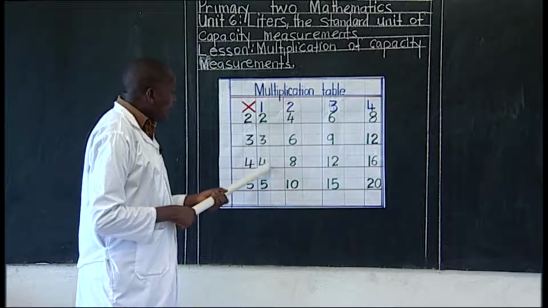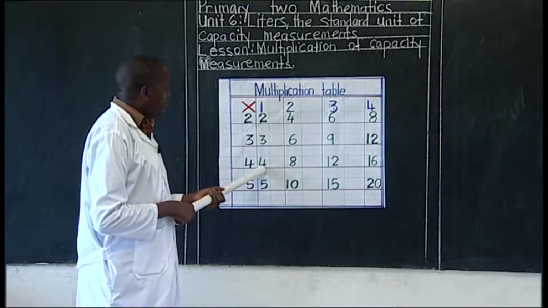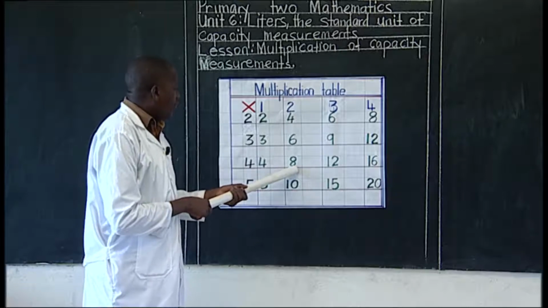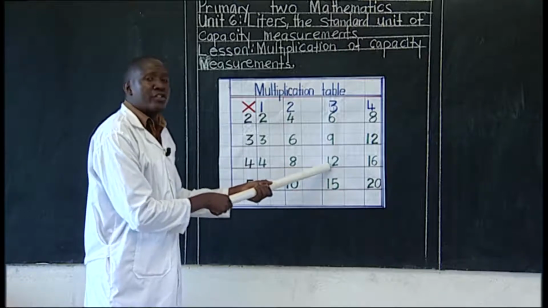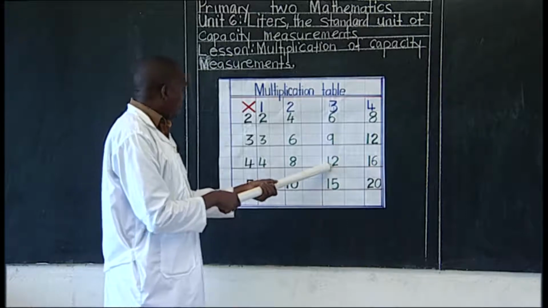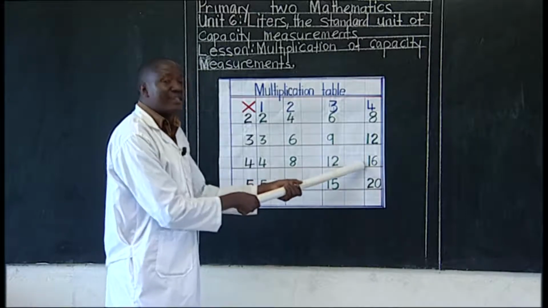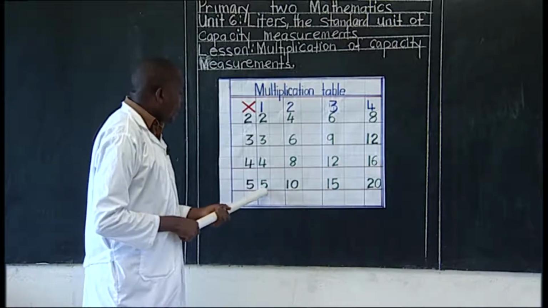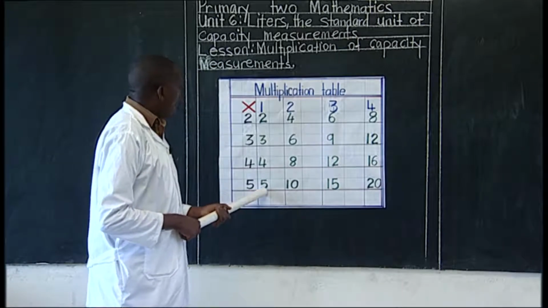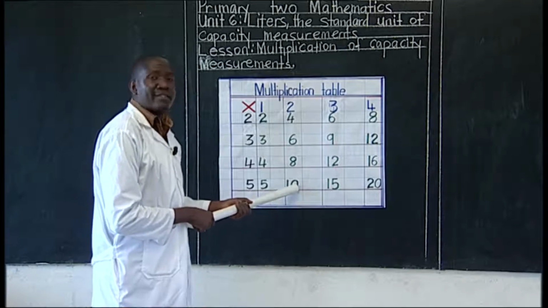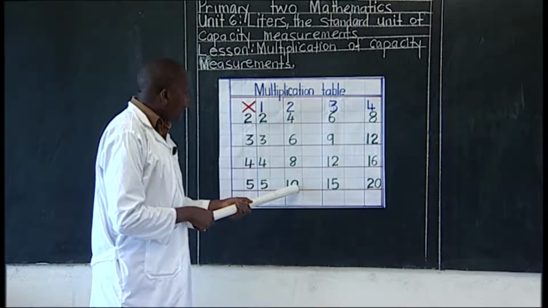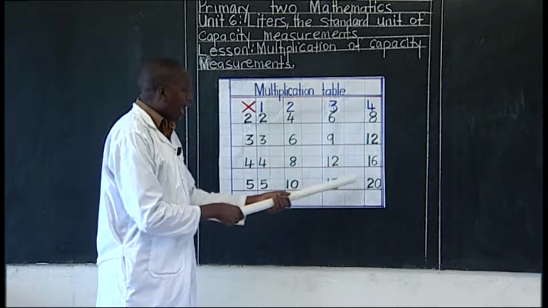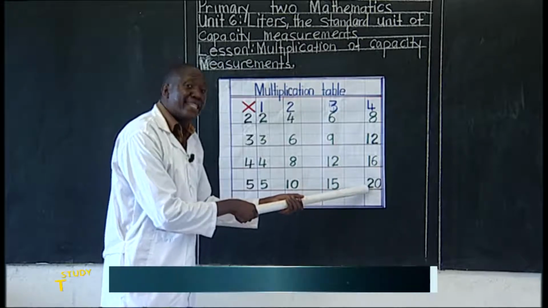4 times 1 equals 4. 4 times 2 equals 8. 4 times 3 equals 12. And 4 times 4 equals 16. 5 times 1 equals 5. 5 times 2 equals 10. 5 times 3 equals 15. And 5 times 4 equals 20.